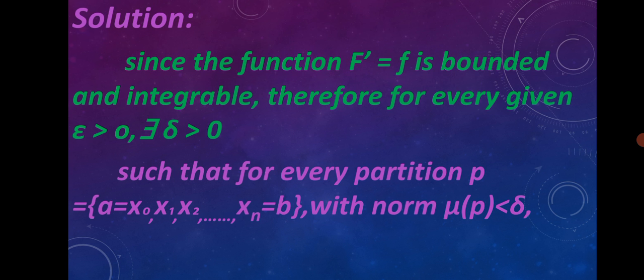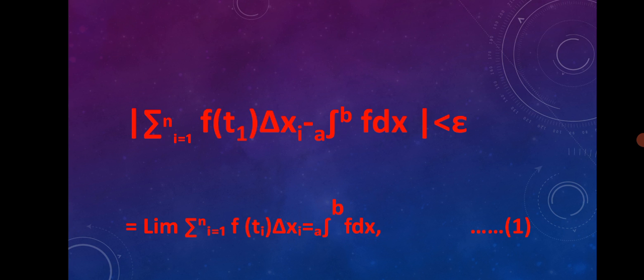Let's see the solution. Since the function F' equal to small f is bounded and integrable, therefore for every given epsilon greater than 0 there exists delta greater than 0, such that for every partition P: a = x0, x1, x2, ..., xn = b with norm mu of P less than delta, the modulus of the summation of i equal to 1 to n of f(ti) delta xi minus the integration of f between the limits a to b is less than epsilon. That is, the limit of the summation of i equal to 1 to n of f(ti) delta xi equals the integration of f between the limits a to b.